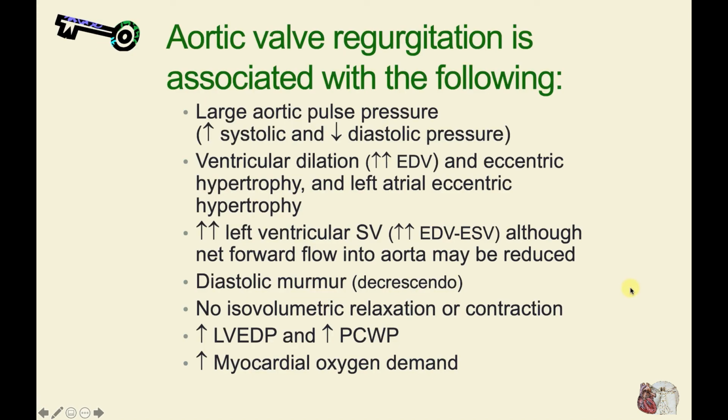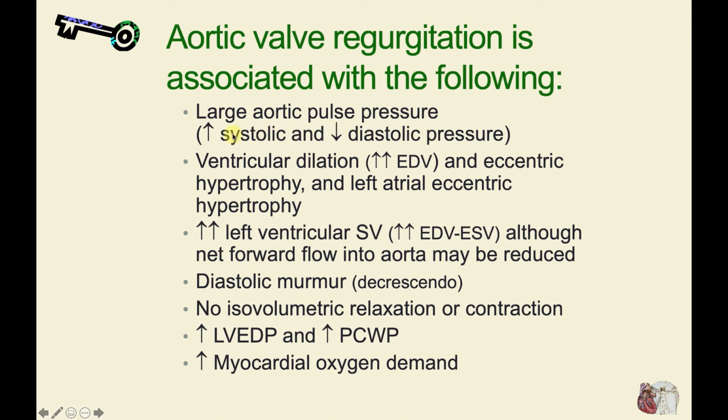So let's summarize these changes that are occurring with aortic valve regurgitation. This condition is associated with, and this is a hallmark, so really keep this fact in mind, a large aortic pulse pressure, because you're going to have an elevated systolic pressure generally and a decrease in diastolic pressure. So the pulse pressure will be elevated.